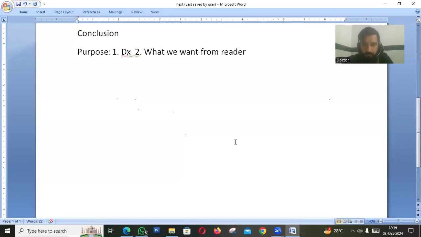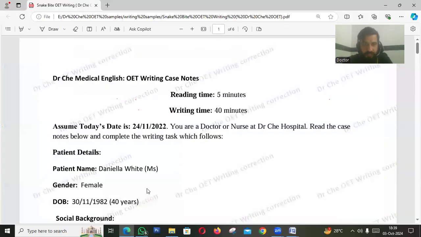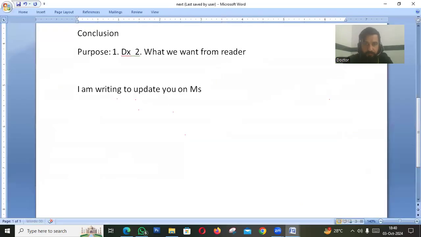So you are sending this patient back, so we will start like this. I am writing to update you on, then the name of the patient, okay? What is the name? Miss Daniela White. So we're going to write Miss Daniela White, or only the short name, the surname. What are you going to write? Miss White. Use the surname, okay? So I'm writing to update you on Miss White.